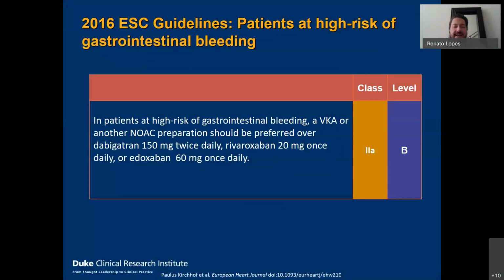So basically what the guideline is saying is that in patients at high risk for GI bleeding, we should use warfarin or apixaban to prevent stroke. Or actually, you could use dabigatran 110 milligrams in places where this is available. It's not the case in the United States. We don't have that option. But 110 milligrams of dabigatran is an option as well.